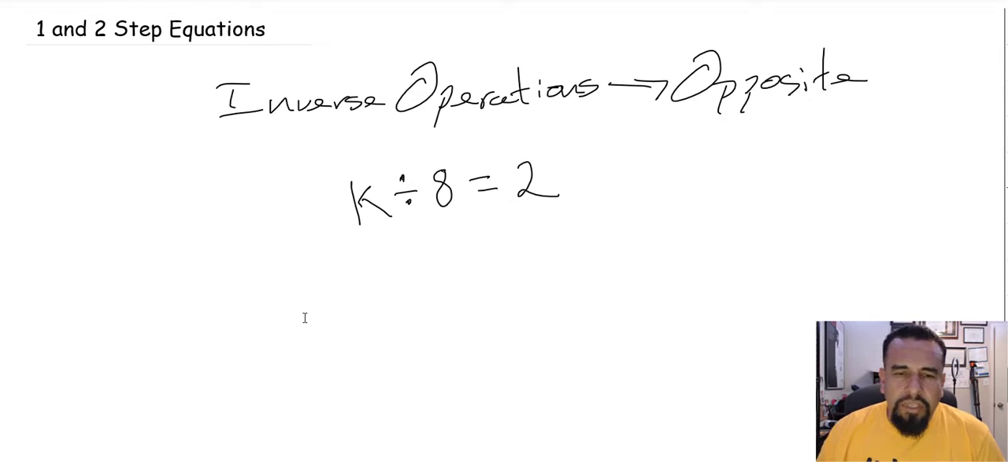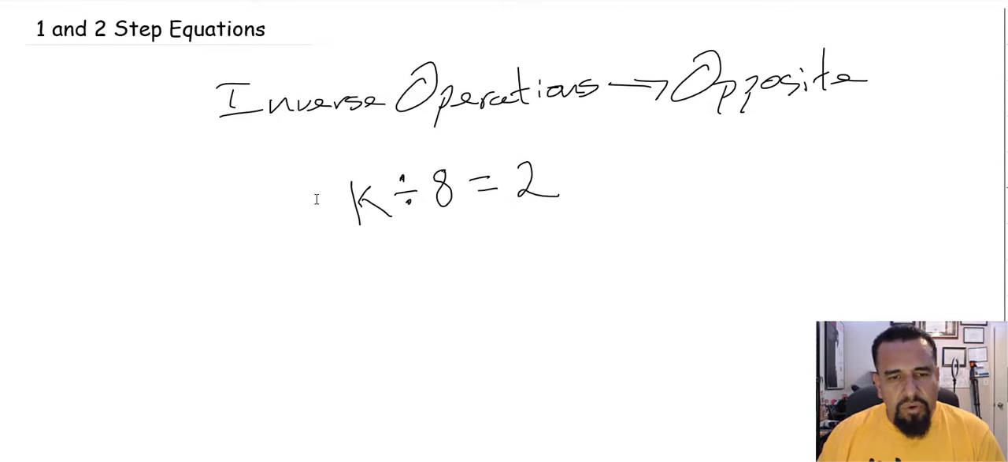Okay, on this one, what I want you to pay attention to is k divided by 8 equals 2. Again, I'm going to do the opposite, but there's a couple of things I want to show you about this. So first, let's go ahead and solve it. We have k divided by 8, so I'm going to multiply both sides by 8.